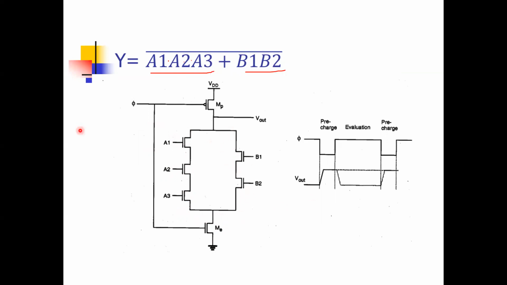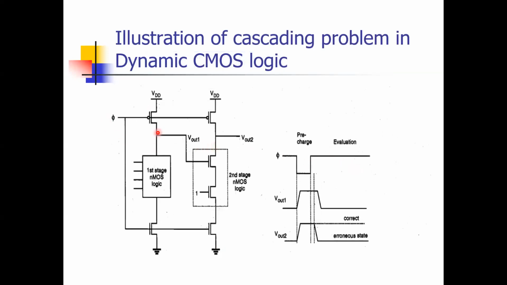So it can be 0, otherwise it will be 1. So that is the concept of dynamic logic. Now, next is, what is the problem then? The problem is the cascading problem, when you attach so many stages in series. Then what will happen? Now listen carefully.